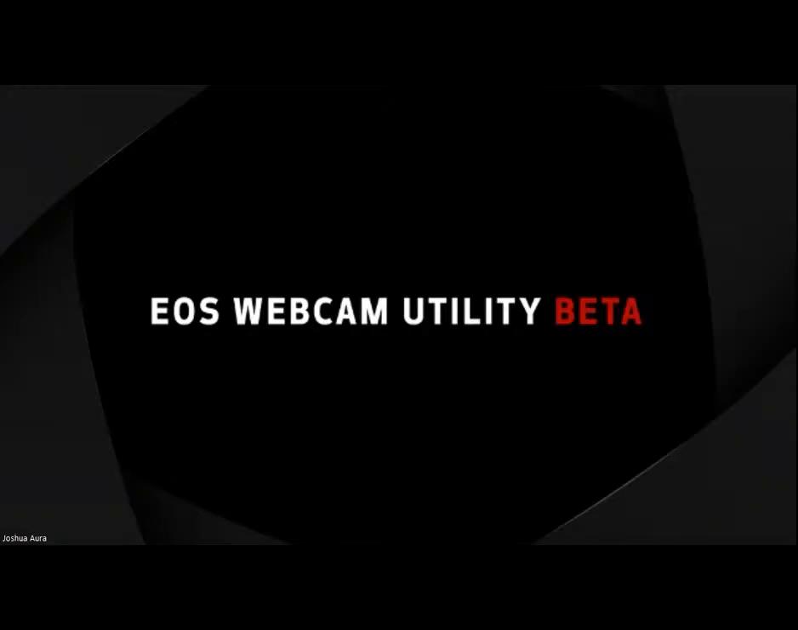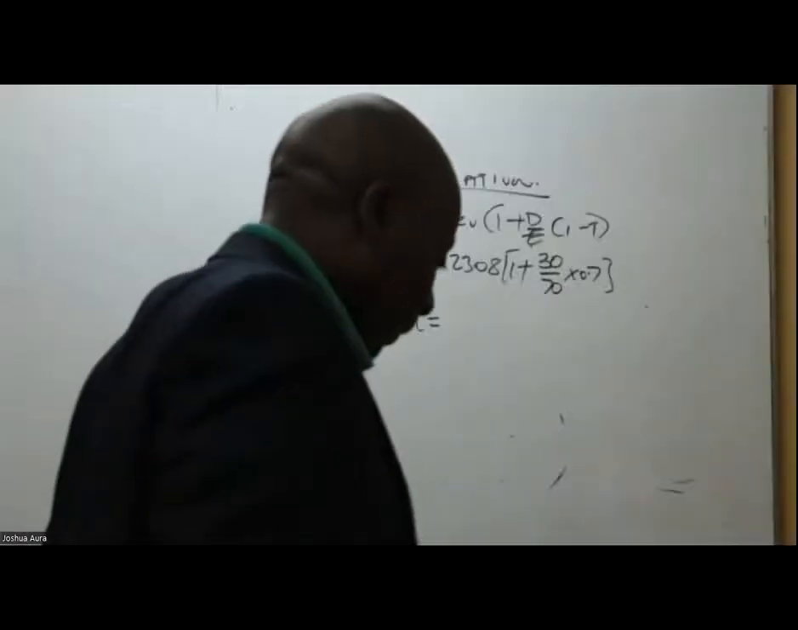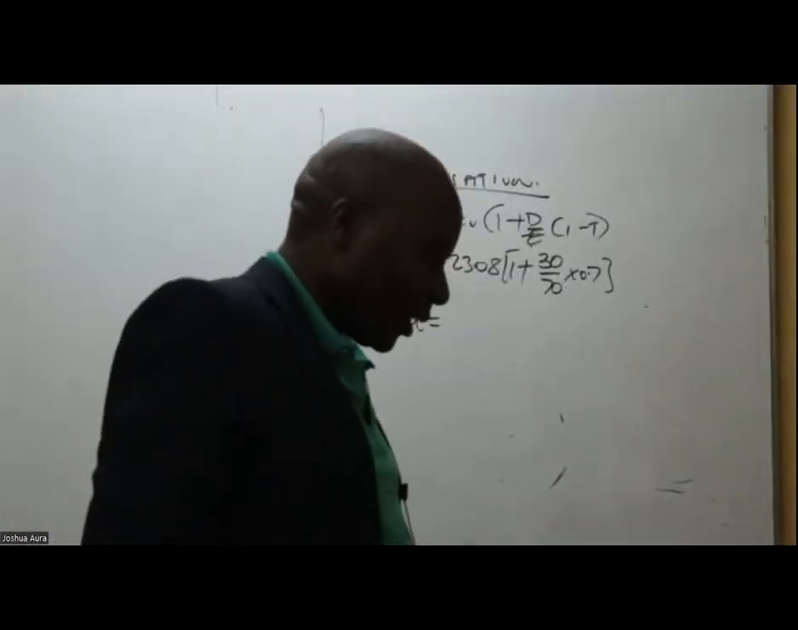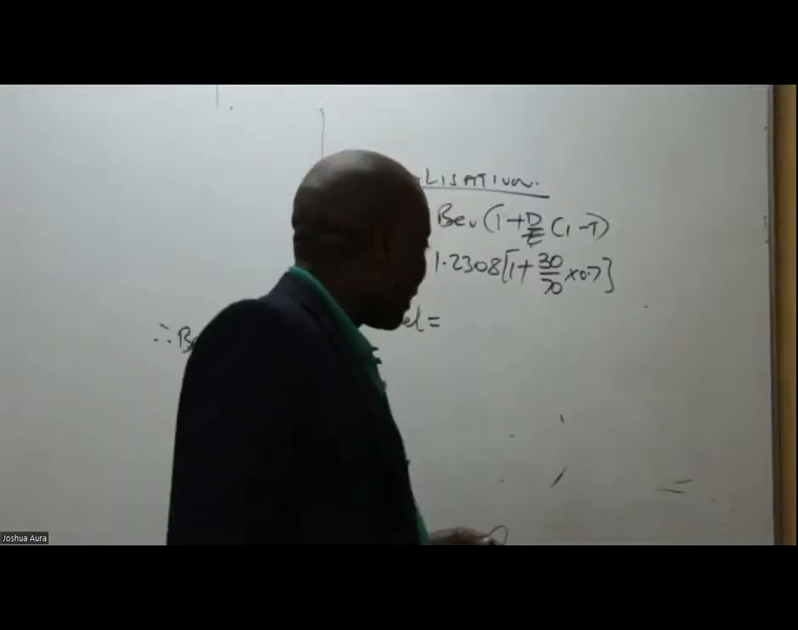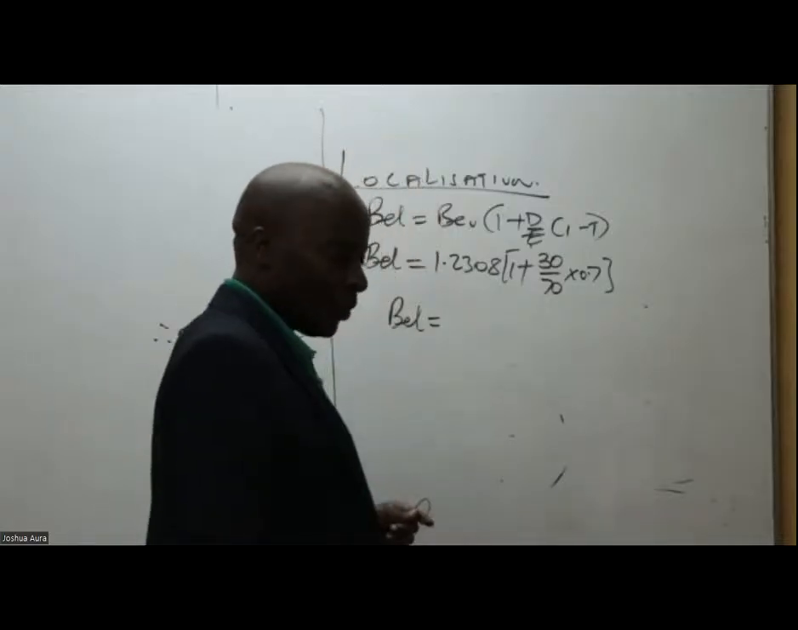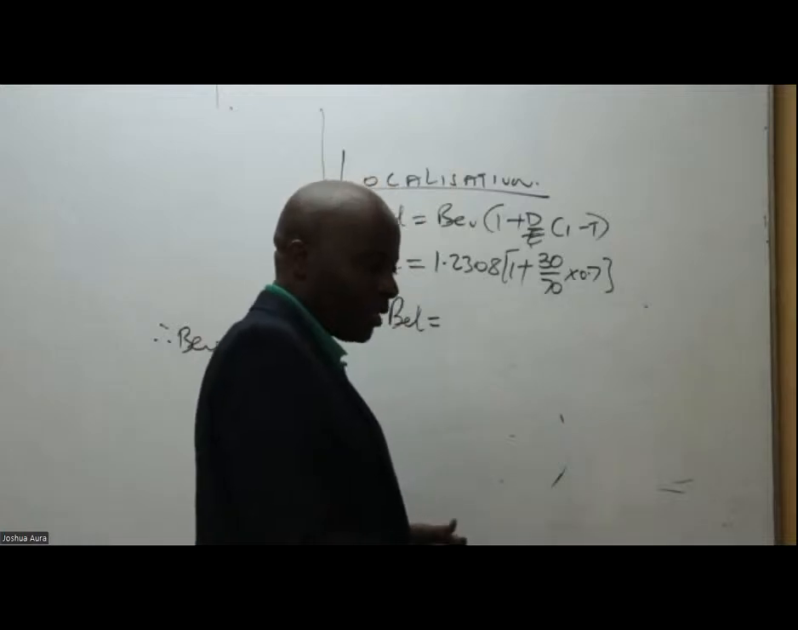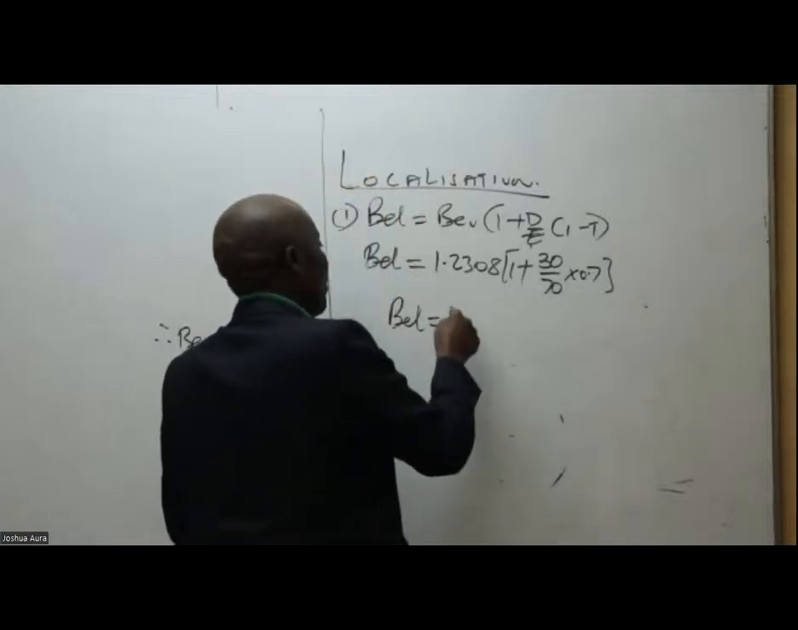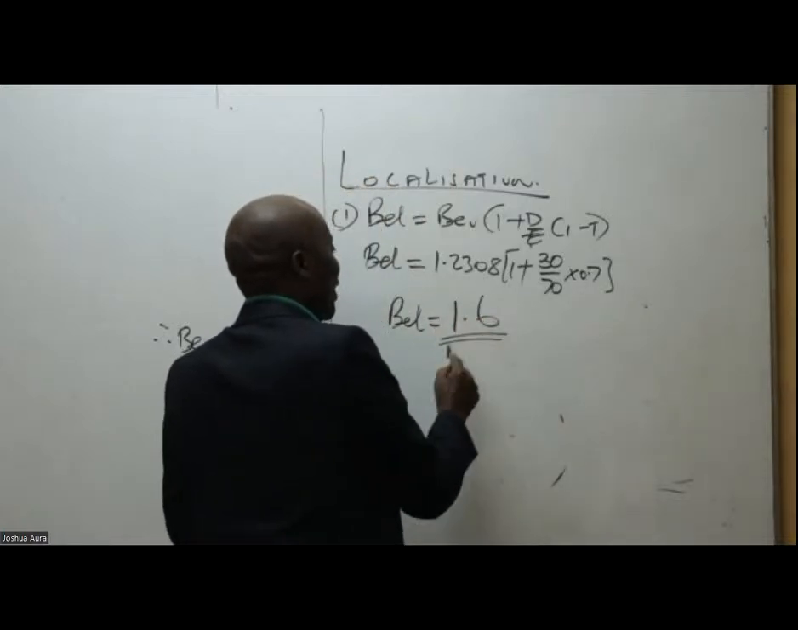What are we able to see? What does the BEL come to at the end of the day? It is 1.6, and I hope this 1.6 is quite familiar to you guys.